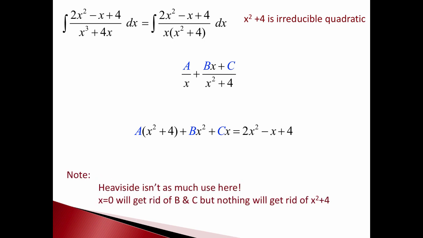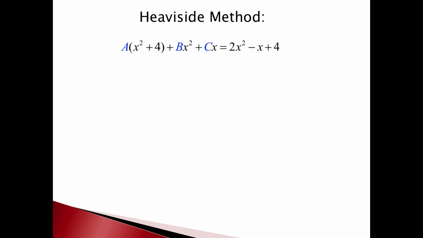Great. So the problem here is Heaviside. I mean, we're going to do it, because Heaviside is cool and it will work. It just isn't as much good because if I plug in 0, that'll be great. I can get rid of the B and the C in one fell swoop. If I plug in 0, the x squared and the x will both be 0. That'll be gone. I can use that to solve for A. But there is no real number I can plug in to get rid of the x squared plus 4. The right numbers to plug in to get rid of x squared plus 4 are plus and minus 2i. So what we'll do is do this the harder way with real numbers.